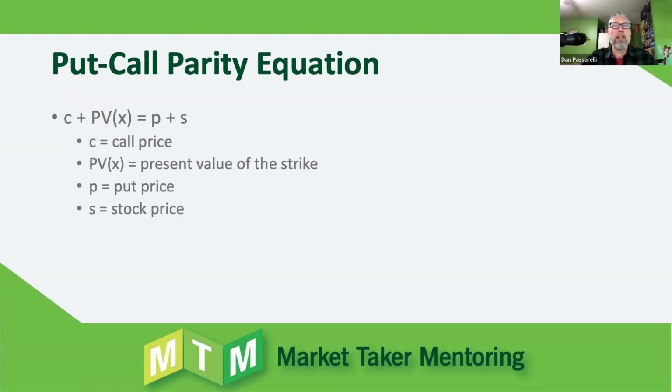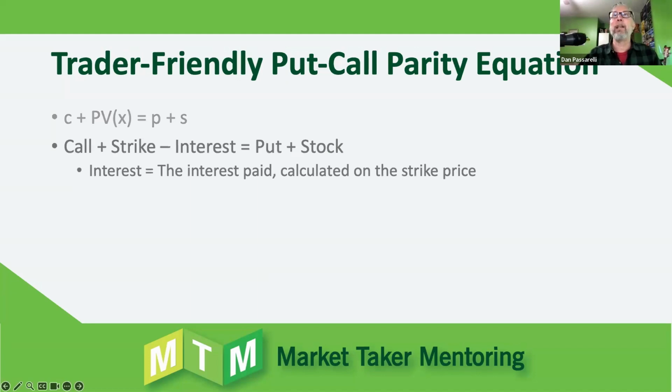So you look at that, that's a little clunky. With this explanation, most of this probably makes a little bit more sense. But this is what I like to call the math nerd version of this equation. Let's turn this into the trader-friendly put-call parity equation. So the call plus the strike minus the interest. That's what present value means.